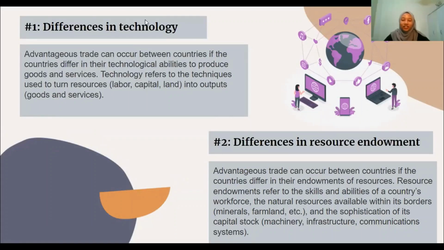The second reason why countries trade is because of the differences in resource endowment. Advantageous trade can occur between countries if the countries differ in their endowments of resources. Resource endowments refer to the skills and abilities of a country's workforce, the natural resources available within its borders, for example, minerals, farmland, and so on, and the sophistication of its capital stock, for example, machinery, infrastructure, and communication systems.